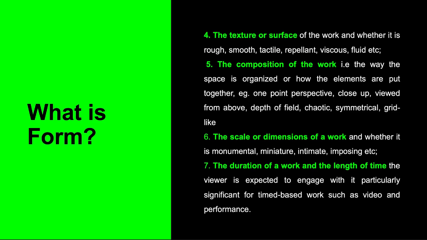But there are other ways you can describe composition. You could say there's one-point perspective, three-point perspective, it's a close-up, a zoom-in, a zoom-out, or viewed from above. Viewed from above could be called eagle-eye view or bird's-eye view, and viewed from the bottom is called worm's-eye view. So there are different ways that artists can interpret a subject matter, and these are things you need to look out for. Also things like symmetrical, grid-like, and so on. Then there's also the scale or dimension of an artwork, which is basically how big is it, how small is it.